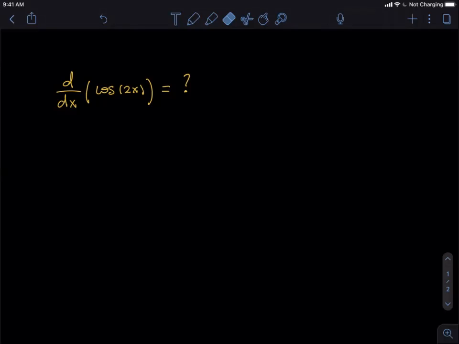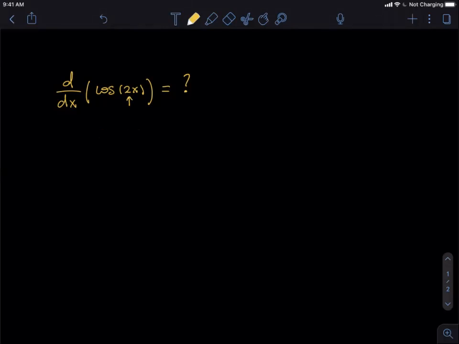Let us compute the derivative of the cosine of 2x. Notice that here, because there is the 2x, this is not the derivative that we have learned how to do. We know how to do the cosine of x, and we don't know how to do the sine of x, but that's it. The cosine of 2x, we need to learn something new.